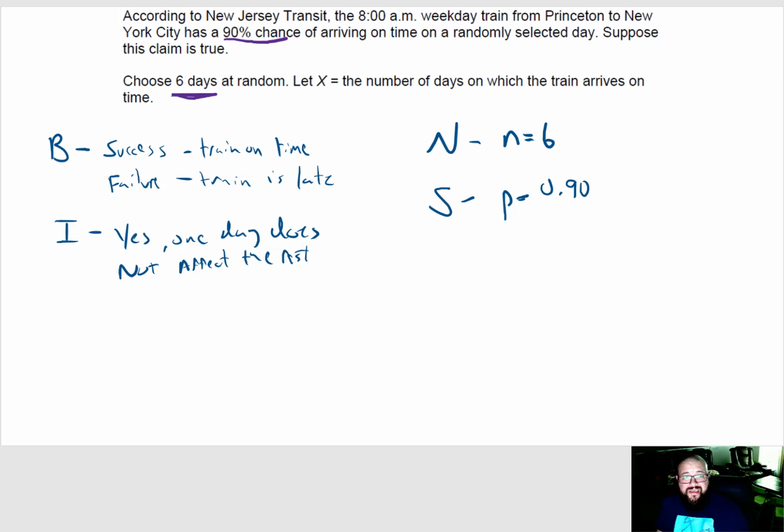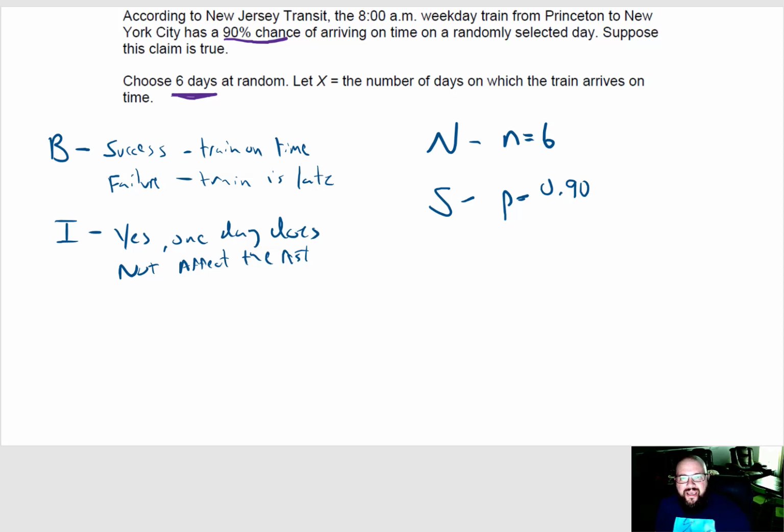So again, this makes it a binomial setting. We are able to answer all of the letters for our acronym BINS. We have success and failure, they're independent, there's a set number of trials, and the same probability.